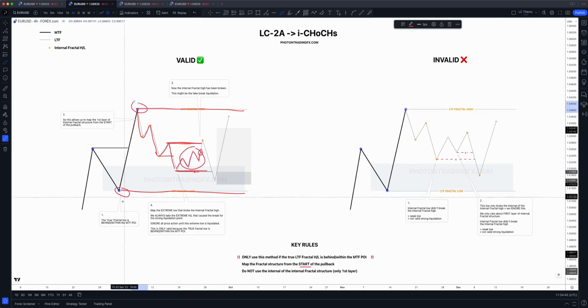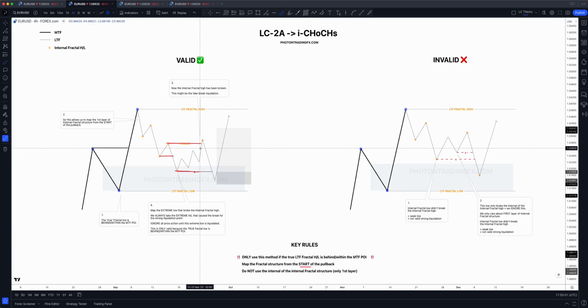This is the fractal high. This is the fractal low. At this point, this is the internal fractal high and the internal fractal low. We ignore the price action between that. We ignore the internal of the internal, okay? That is not relevant for what we're looking at or what we need. That is super, super key, okay?